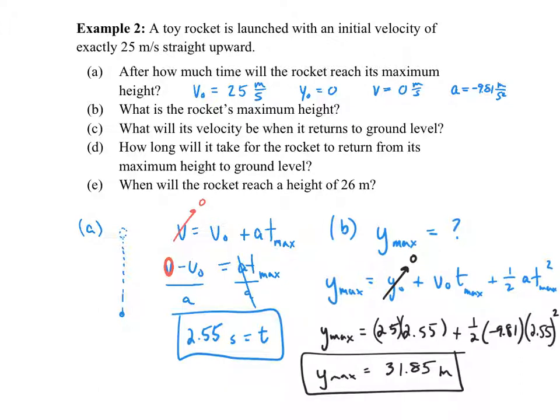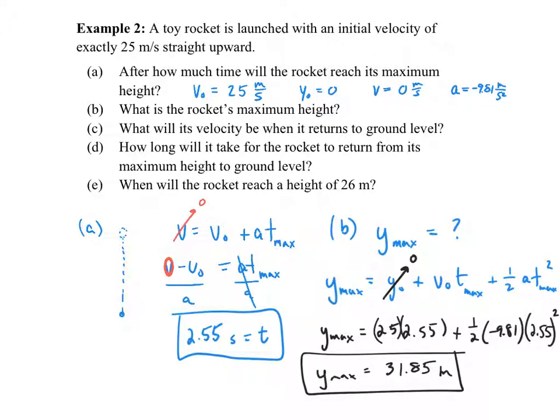Our answer is positive because the object is above the ground. The ground is considered 0 in this problem, so it must be a positive answer. It is logical that it's positive. Does everybody agree with that? Does that make sense? Okay. Now, let's get to part C actually before I get into those statements. Part C says, what will its velocity be when it returns to ground level? When it returns to ground level.